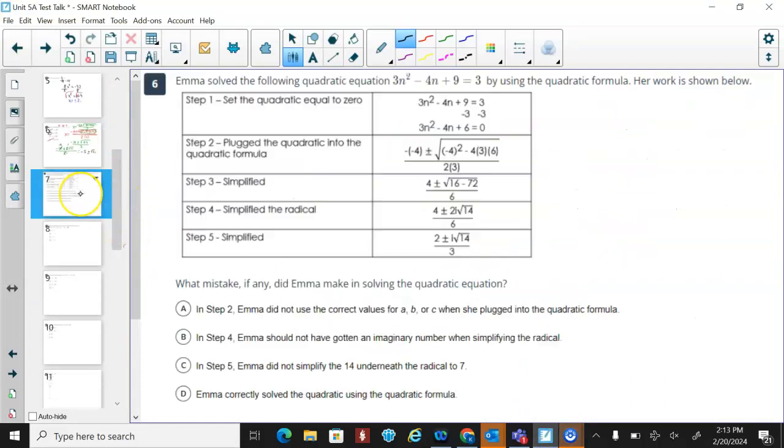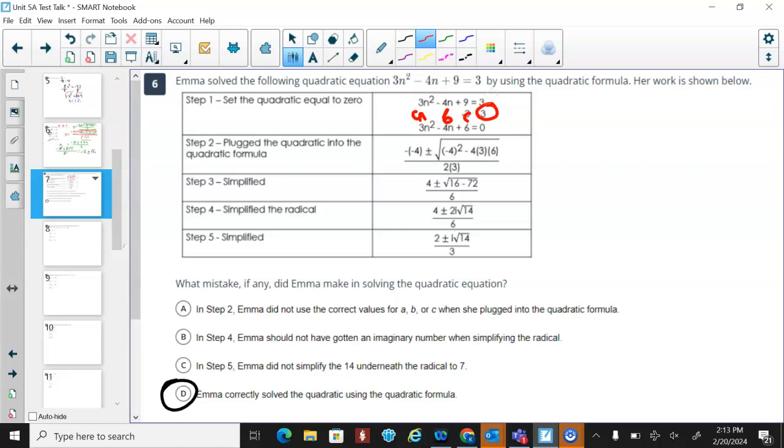All right. Moving on to the next one. This one, I do not need to go over this one. This one is correct. So everything she did was a correct statement. If I want to eliminate, it says answer E. In step 2, Emma did not use the correct values for A, B, C, or D. Well, she did. She subtracted the 3, which was correct, and then A was 3, B was -4, and C was 6, and so on.